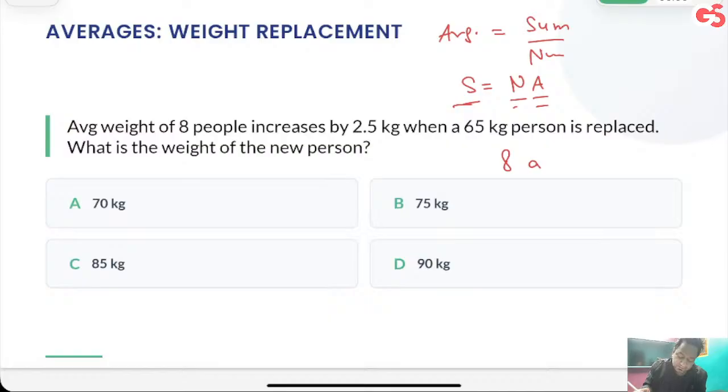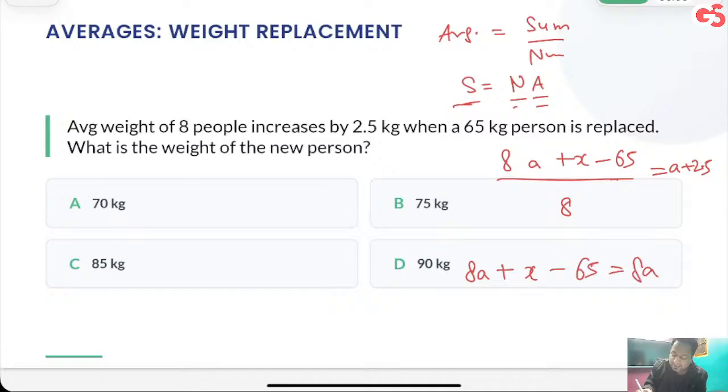Is that cool? Let's say the new person who has joined the group is X kilograms of weight. So he comes in and the 65 kg person goes out. New average, no, 8 toh neeche rahega hi. New average is A plus 2.5. Is that clear? So if I solve it, I'll get 8A plus X minus 65 is equal to 8A plus 20. 8A got cancelled out. So X is equal to 20 plus 65 is 85. That is the answer. Right.